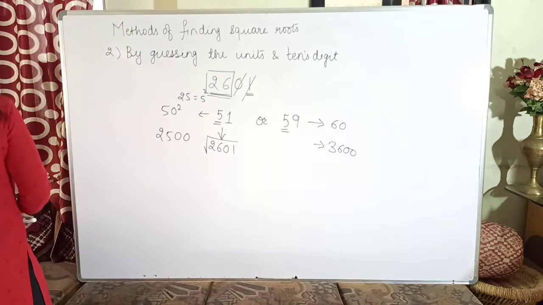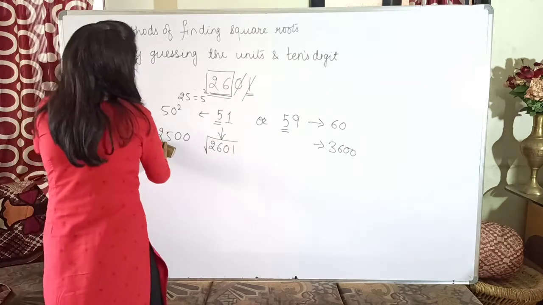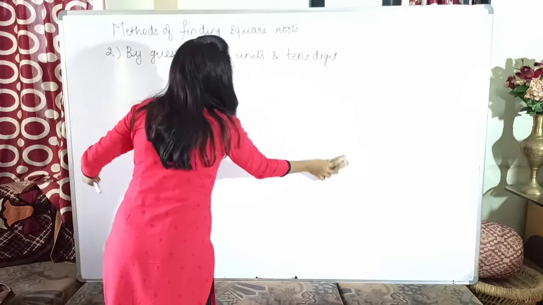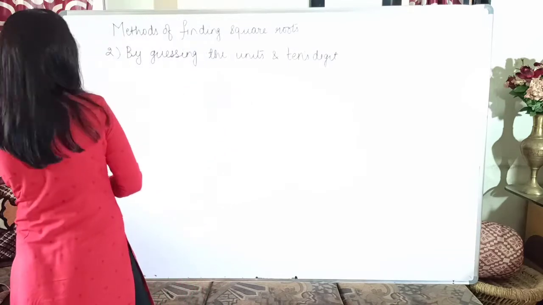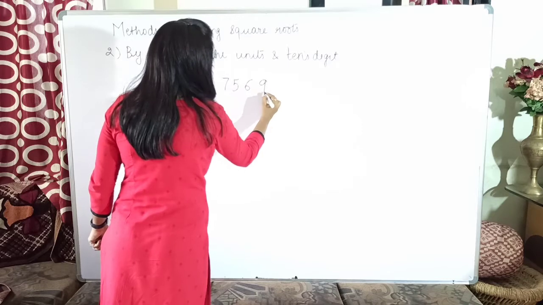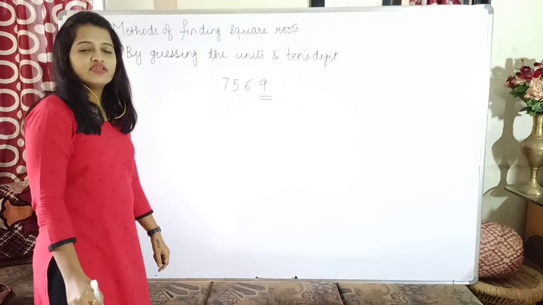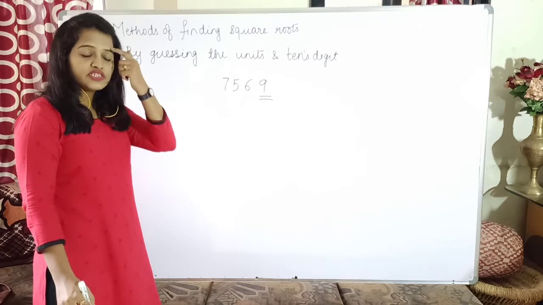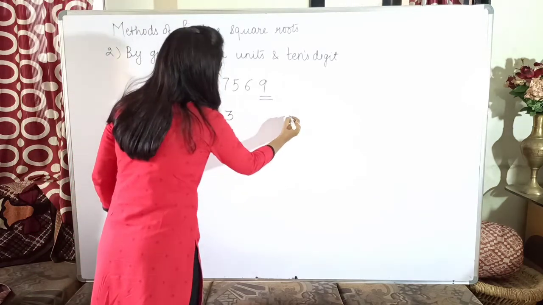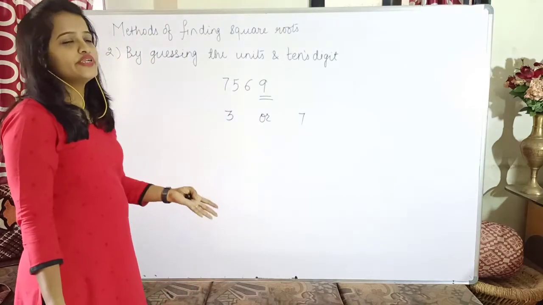One more example, let us take. Suppose the example is 7569. Now what is the digit present at the units place? 9. So 9 is present in the units place of the square of two numbers, that is either 3 or 7. Okay, so I have got the unit digit.